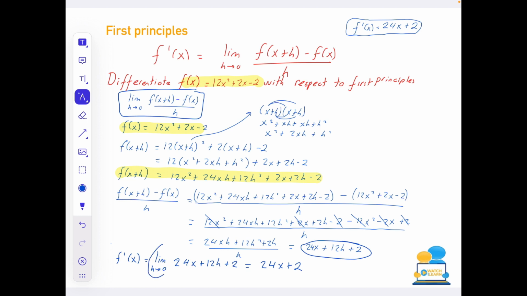Okay? When we see the marking schemes in a while, the way you write things out is very important. So you need to include this limit as h goes to 0. You can include it up further if you want. I just do all my algebra and all my tidying up, and then I bring in my limit as h goes to 0. So I do it separately, and then I bring in my limit. And then you have your final answer, f dash x is 24x plus 2.